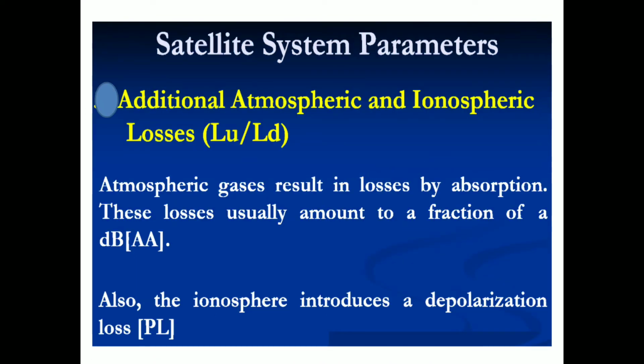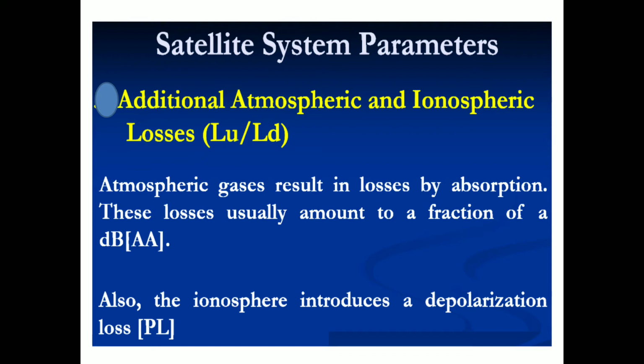The next loss that is important while calculating the total loss in a satellite communication link is atmospheric absorption and ionospheric losses. The atmospheric absorption is because of the various gases present in the atmosphere. There is a peak in absorption when the concentration of oxygen is high or there is water vapor in the atmosphere, and therefore these are important losses that we need to consider while designing a satellite communication link.